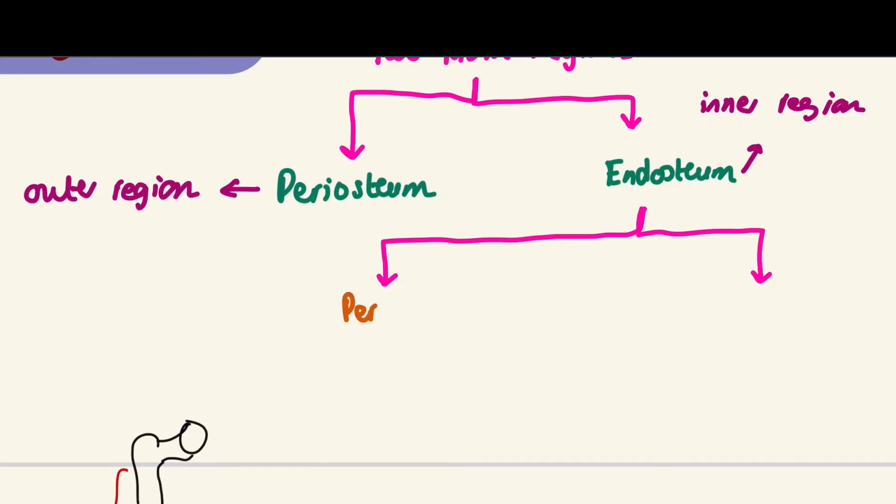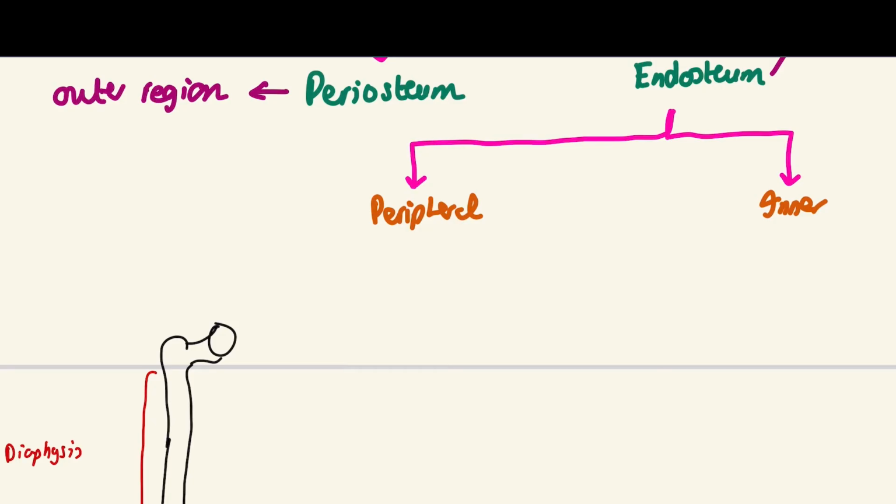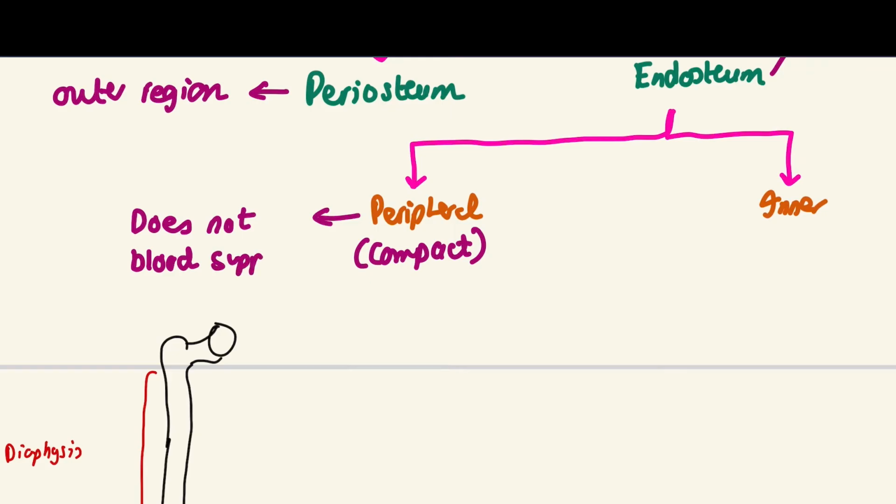Okay, so we have a peripheral type and then we have an inner type. जैसे समझ लो inner region and peripheral region. That's a better way actually. Okay, so guys, peripheral जो होता है इसको हम कहते हैं कि जी this is our compact bone. This part of the bone is compact and this part of the bone does not have blood supply in adults, at least.